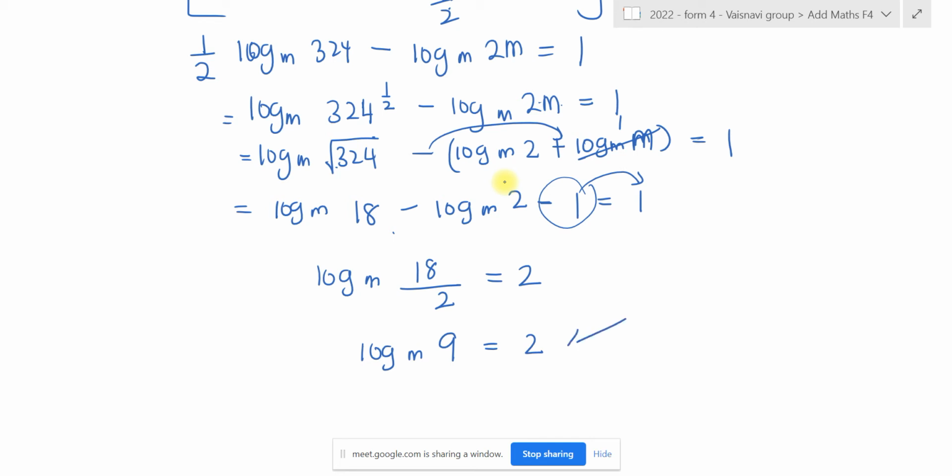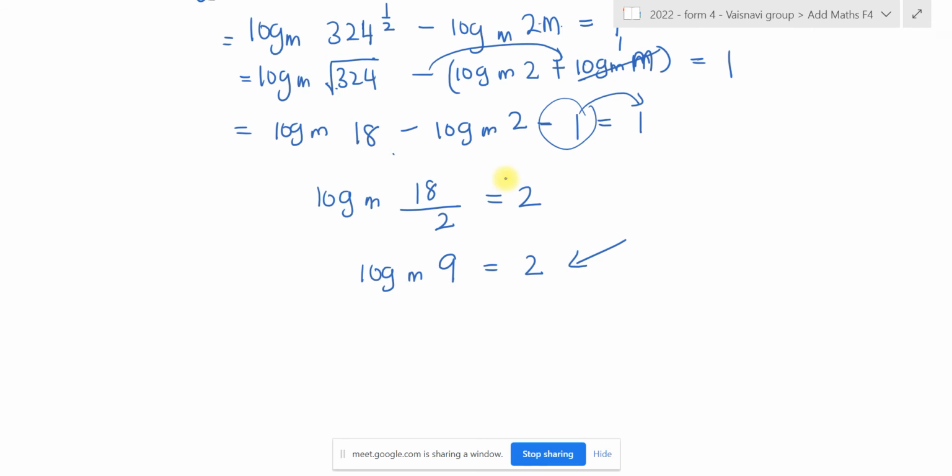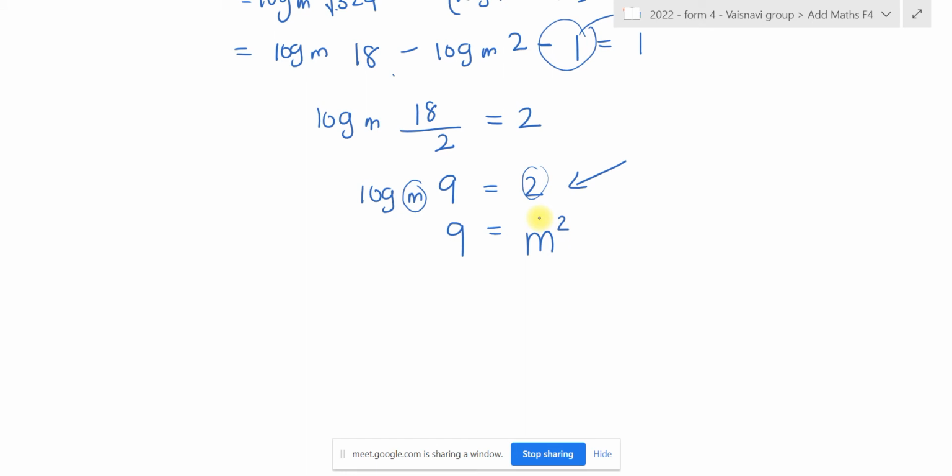Once you get something like this, try to convert into index form. How to convert to index form? The base you put here. The opposite side goes and becomes bigger, and this 2 here becomes the power. This 9 remains here. So m squared equals 9. You know what to do next. So m is equal to square root of 9, and m equals positive or negative 3.